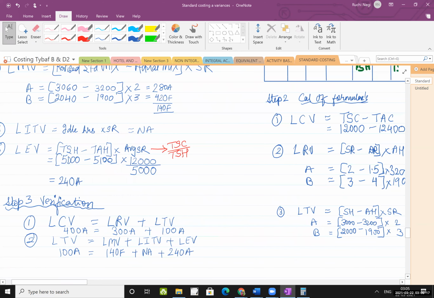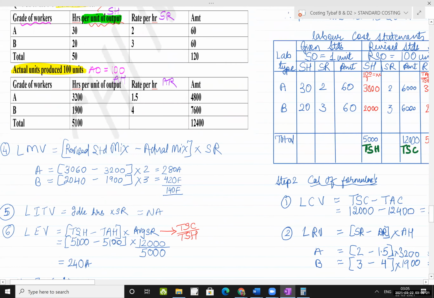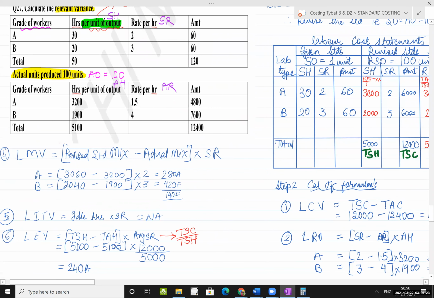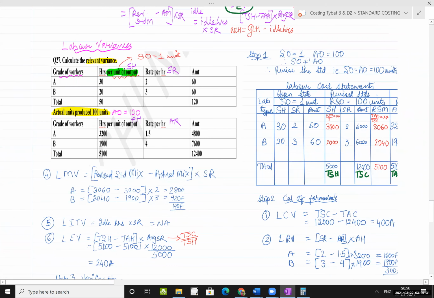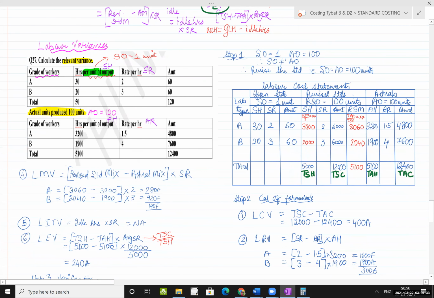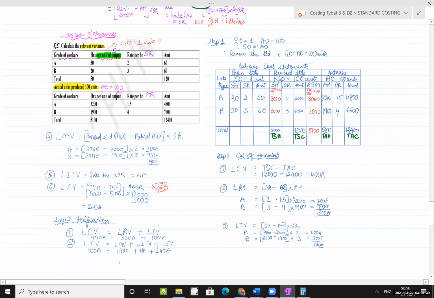So this is what I meant. Okay, it is very similar to material, very similar. Only one extra element we are studying, and that is labor idle time variance. That's it. Okay, and efficiency variance means net labor hours, and time variance means gross labor hours. Don't forget.